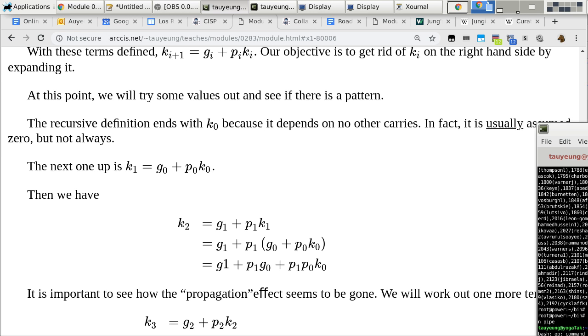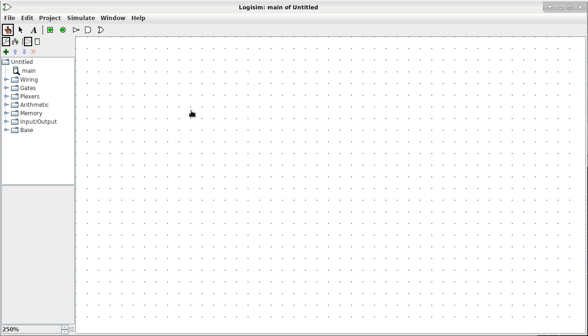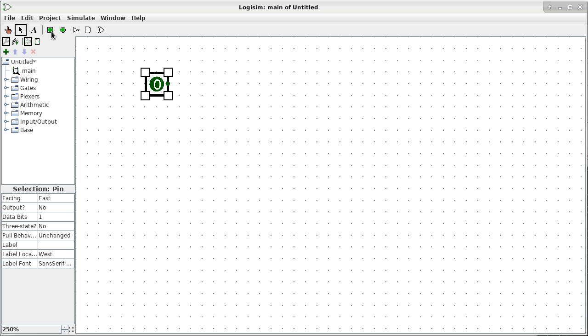It's called LogicSim. There we go. All right, so we're going to do it using LogicSim. So instead of hand drawing the pictures, I can just do it here. So what you can do is kind of think of it like this, okay? So we have G0, P0. I will label these so it will be clear what we are talking about here.